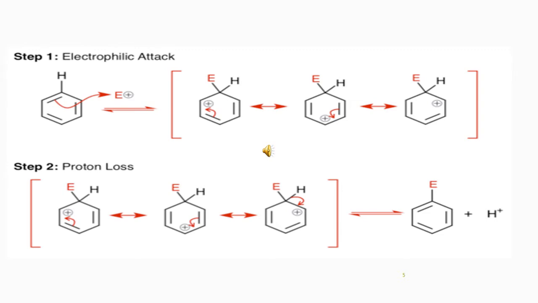Now here you can see step 1, where the electrophile is being attacked by the electron density of the aromatic ring. A double half arrow is being shown, because this reaction is reversible, and as a result of this reaction the arenium ion is produced, which is actually in resonance.